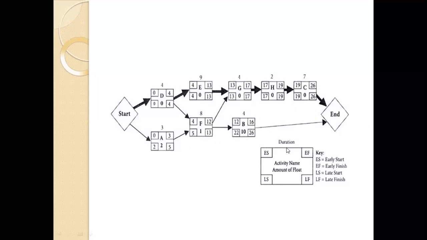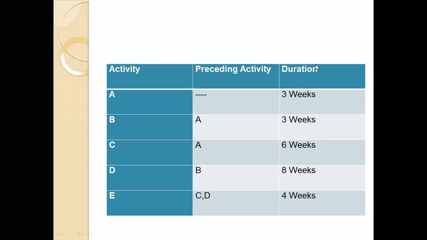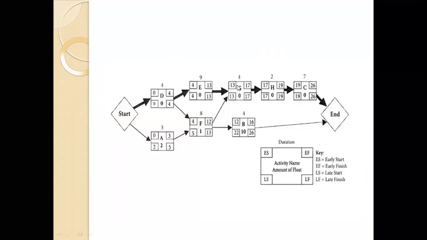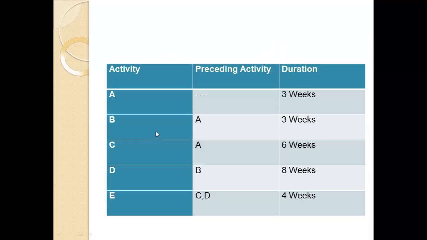the latest start and early finish of all the activities. But how this will be calculated will be given in this form. Activity A does not have any preceding activity, because A is the first activity. But activity B depends on A. A has to be completed, only then B can move. So B has preceding activity A and 3 weeks.